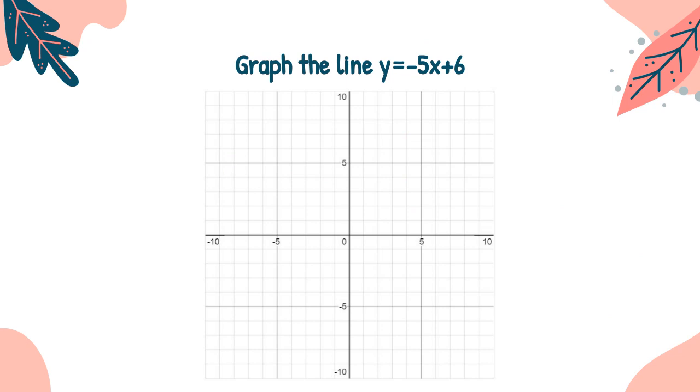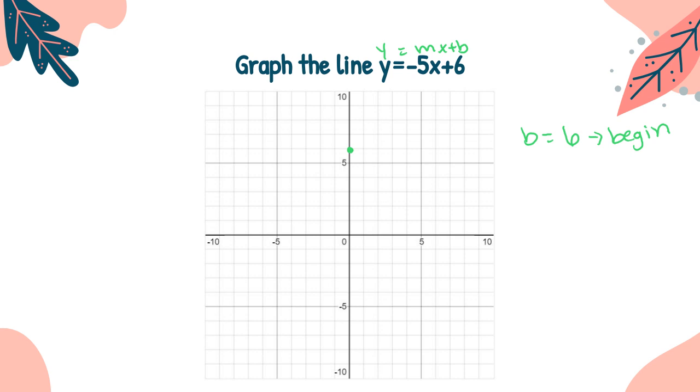And for our last example, it says to graph the line y equals negative 5x plus 6. So I have y equals mx plus b. So where am I going to begin at? What's the first point that I'm going to plot here? I'm going to plot 6 because that's my y-intercept, and that tells me where to begin at. So I go to positive 6 on my y-axis, and that is my first point.